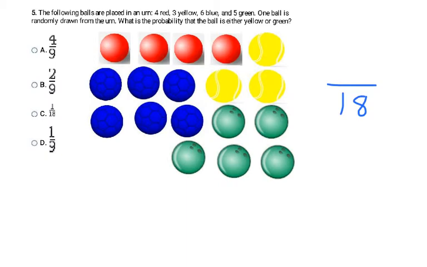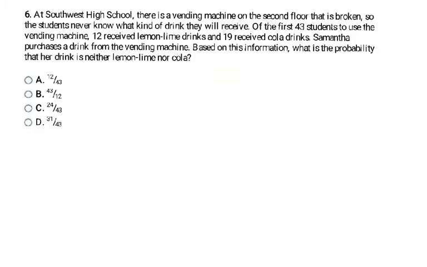Now, how many of those are either green or yellow? Well, I have 3 yellow and 5 green. So that means I have 8 that are either yellow or green. So then that's my probability, but I can reduce that. So I can divide both of those numbers by 2, and that gives me 4 over 9. So I have a 4 out of 9 chance of drawing either a yellow or green ball, and that means my answer is A.